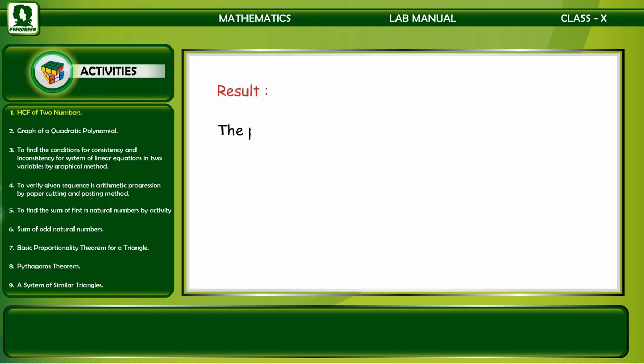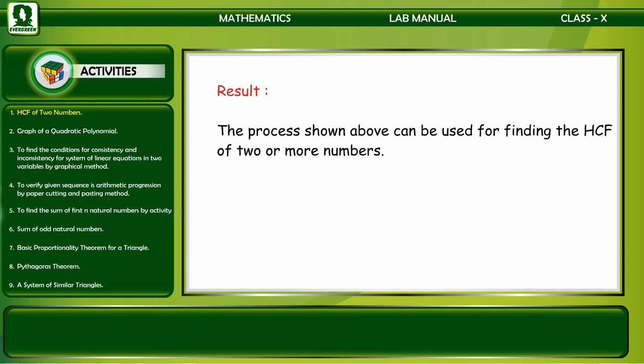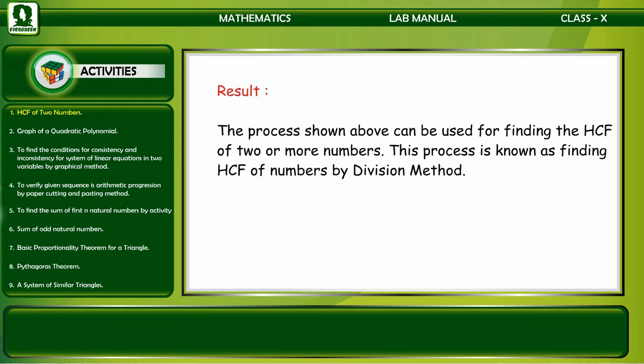Result: the process shown above can be used for finding the HCF of two or more numbers. This process is known as finding HCF of numbers by division method.